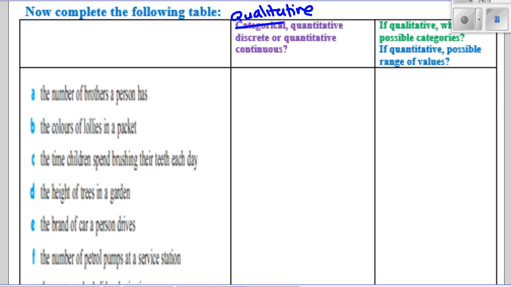Just out of interest, in case you're not sure what to do: the number of brothers a person has, what would that be? Quantitative, and is it discrete? Yeah, quantitative discrete, because it's the number of. So if quantitative, what are some possible quantities? Number of brothers a person has? Usually 0 to 7. They're just saying what you think is realistic. 0 to 7. Okay, so that's your little homework. It's just to do this page.